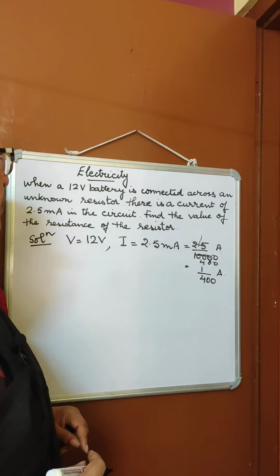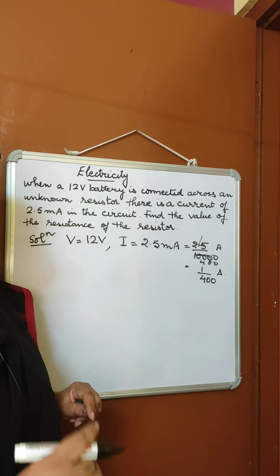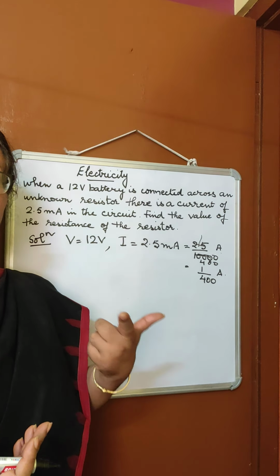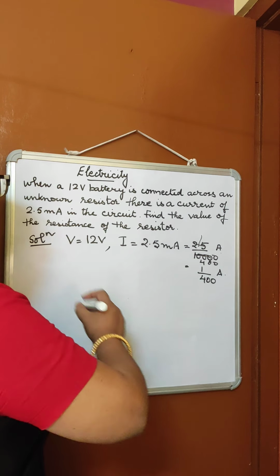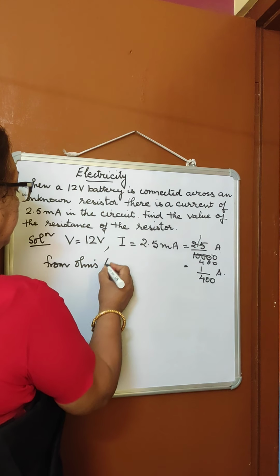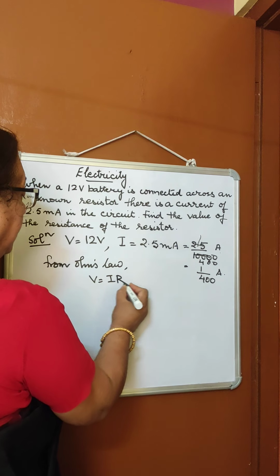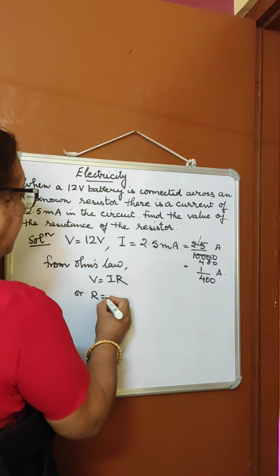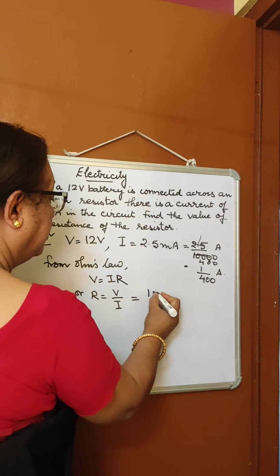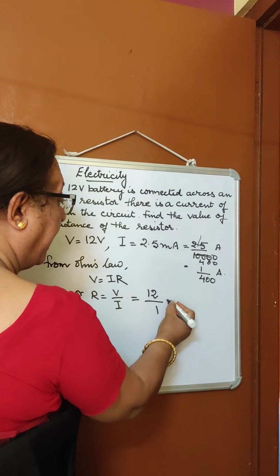Okay. So now we need to find the value of the resistance of the resistor. Can we apply Ohm's law? Yes. All of you know Ohm's law. From Ohm's law, V is equal to IR, or R will be equal to V by I. V is given 12 by I. How much is I? 1 by 400.